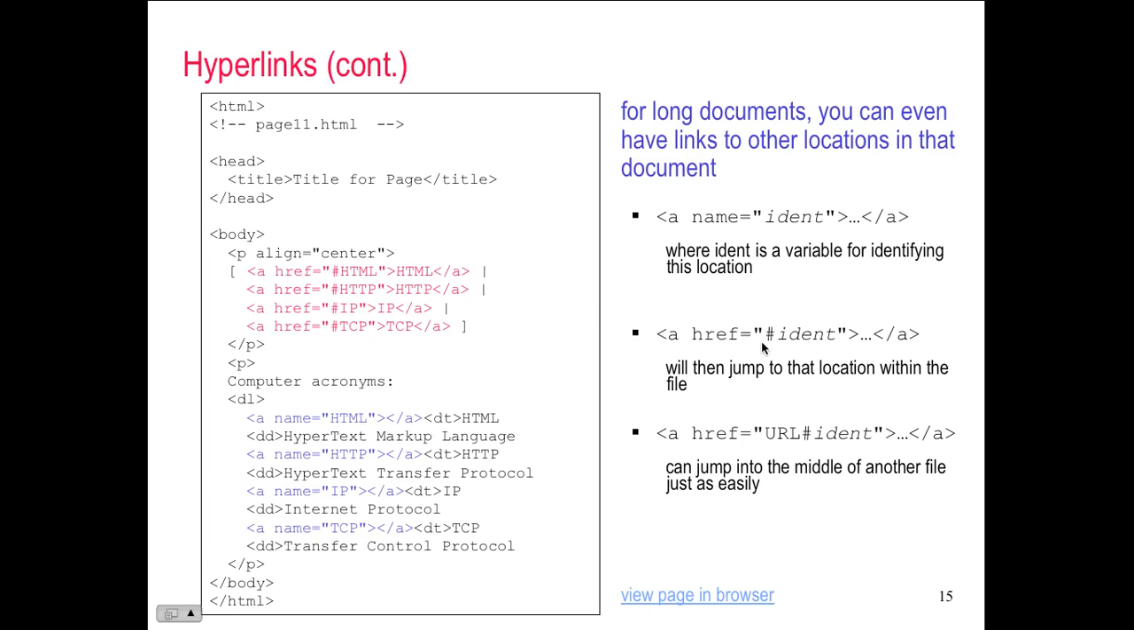Then we have the href, where we have this hash sign, the number sign, then indent. So we'll jump to that location within the file. The hash sign says it's local within the file, versus outside of the file. If I left this out and just put indent, it's going to look for indent, whatever it might happen to be, inside of the local directory, outside of the file. So the hash tells me inside of the file. And then here the URL with a hash says, find another file out there and then go inside of that file to indent, which is kind of interesting.